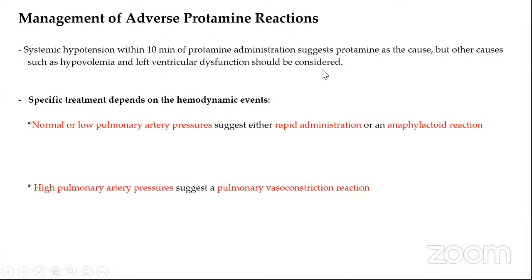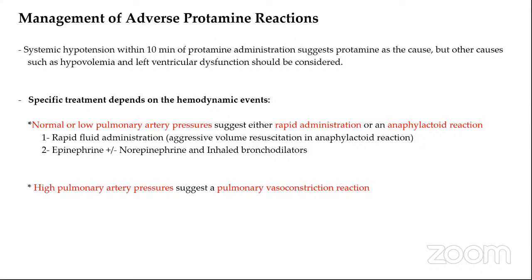So if you have a patient with normal or low pulmonary artery pressure, the cause is either rapid administration or anaphylactoid reaction. Do you know how we can treat these problems if they arise? Any volunteers? Stop the Protamine first. Okay, stop the offending agent, yeah. Then support the circulation until we can resume giving the Protamine again, or we can just wait for the heparin to reverse by itself. So as we said, you need to stop Protamine, obviously. Then you need to give rapid fluid administration in case the cause is rapid administration of Protamine.